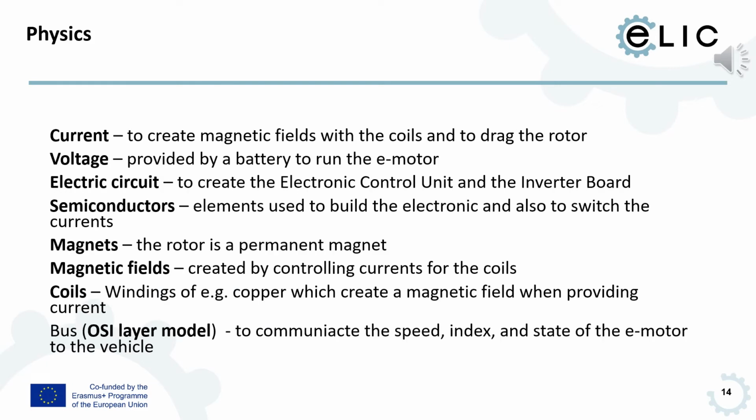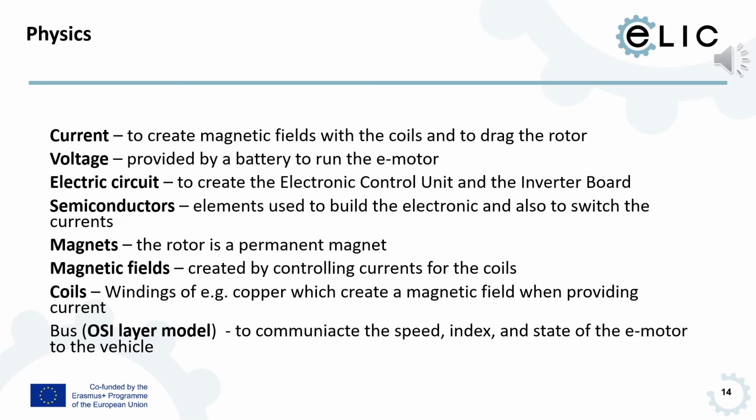So what are the main subjects in physics which are involved in the e-motor concept? First is the current, to create magnetic fields with the coils and to drag the rotor. Second is voltage provided by a battery to run the e-motor. Third, electric circuits. We have electric circuits on each of the control units and on the inverter board. Semiconductor elements. In school you learn about silicon and other elements to build semiconductors. We use semiconductor elements to build the electronic and also to switch the currents.